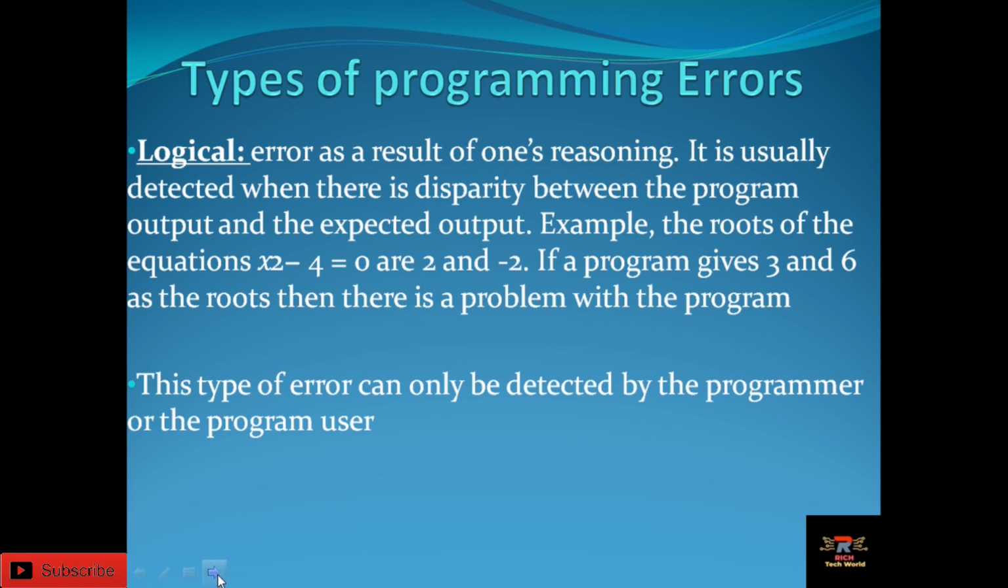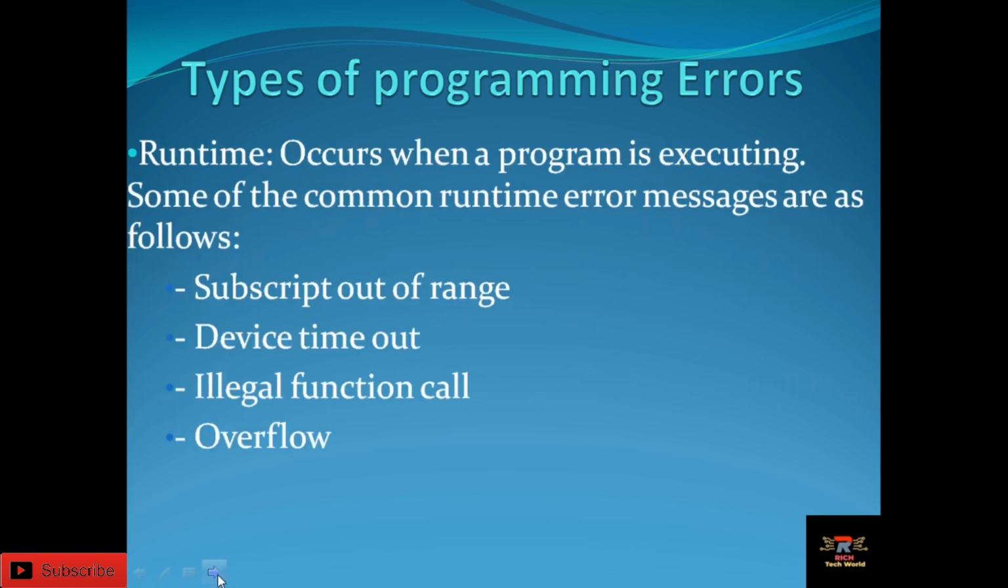Okay, the last type of error I'm going to talk about is the runtime error, which occurs when a program is syntactically correct. Okay, so you've not violated any programming rule, but then it occurs during execution of the program. Some of the messages you receive during this type of error are device timeout, subscript out of range, illegal function call, or overflow. So these are the types of messages you receive during the runtime error.